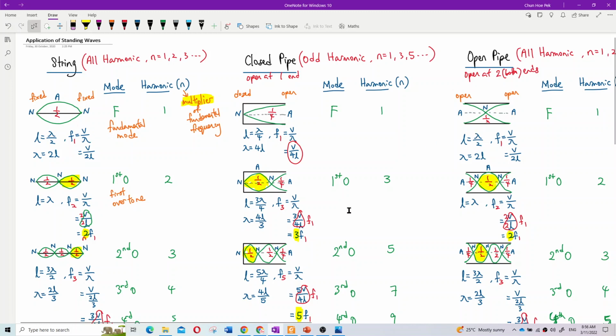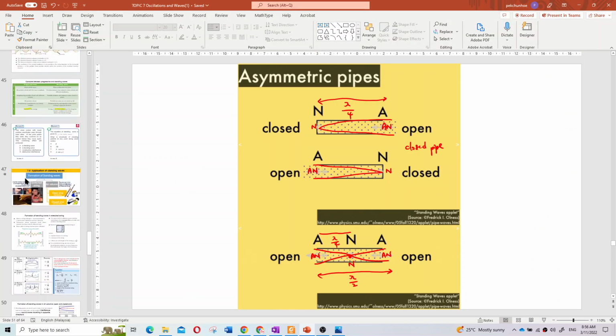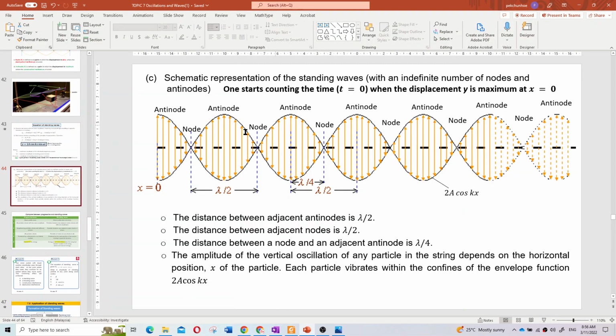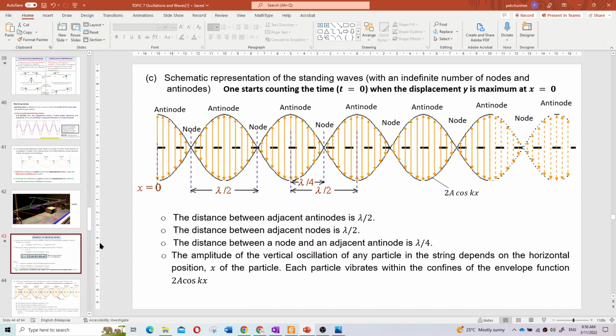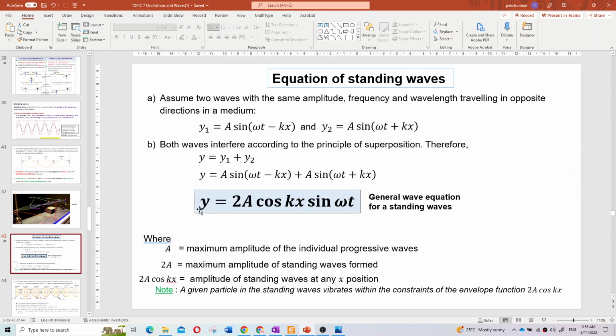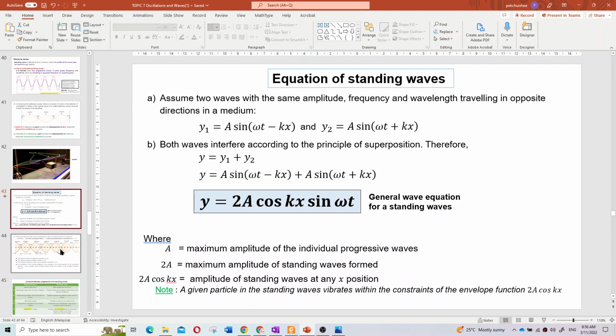I think we have achieved a lot today, and we already know that all these things are standing waves, which is related to what you learned before. Like this one, a standing wave, has nodes and antinodes. And it is also related to this formula, y equals 2a cos kx sin omega t. So we have achieved a lot for today.